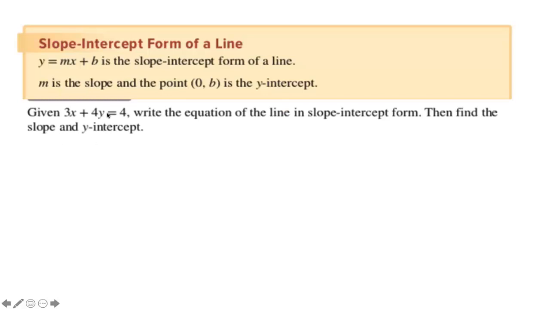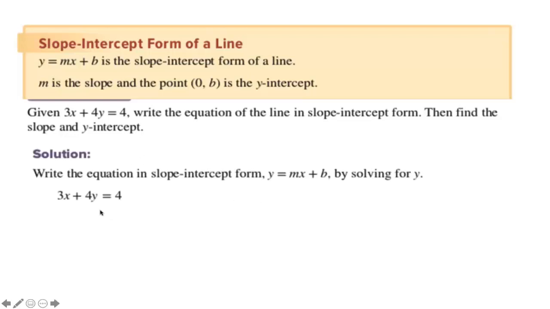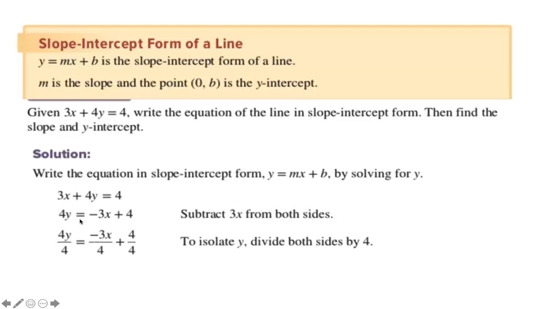So for example, if I have this equation, 3x plus 4y is 4, we can rewrite it in slope-intercept form. The way we do that is we try to solve for y. If I subtract 3x on both sides, I get 4y is negative 3x plus 4. If I divide by 4, I isolate y on the left side, and divide by 4 on both of these. So I get y is equal to negative 3 over 4 x plus 1. So the slope is negative 3 over 4, and the y-intercept is 0 comma 1.